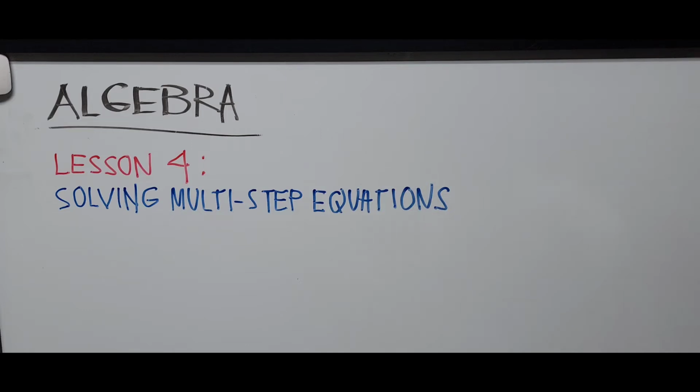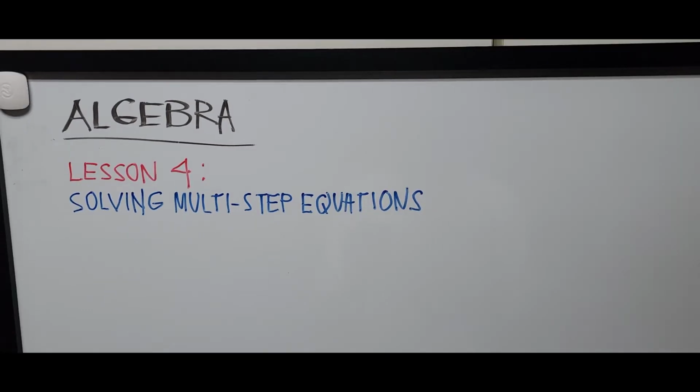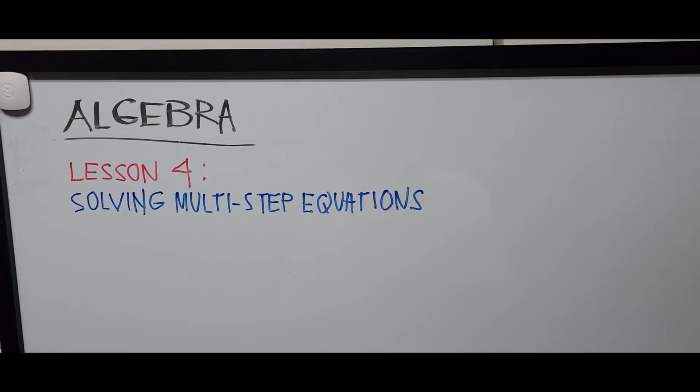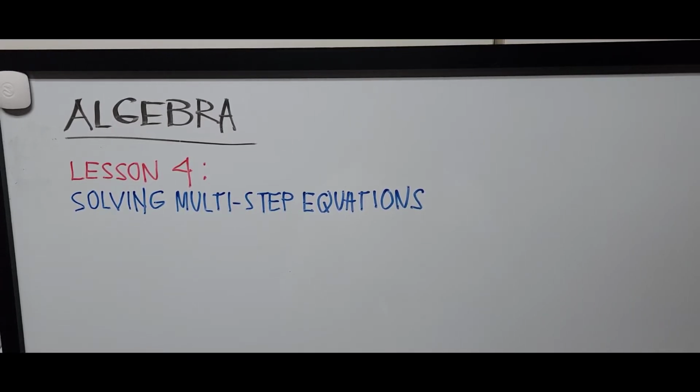Now let's go back to our lesson. Multi-step equations utilize more than one step in simplifying equations involving any of the mathematical operations: addition, subtraction, multiplication, or division. That means in one equation you will be doing multiple steps in simplifying, involving those mathematical operations.